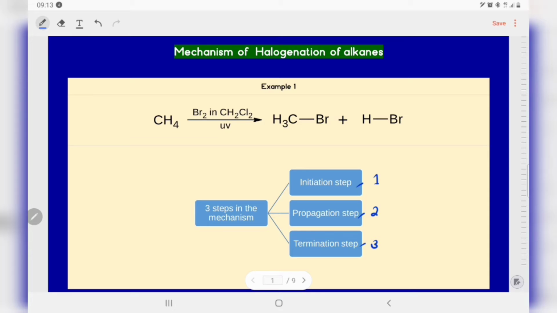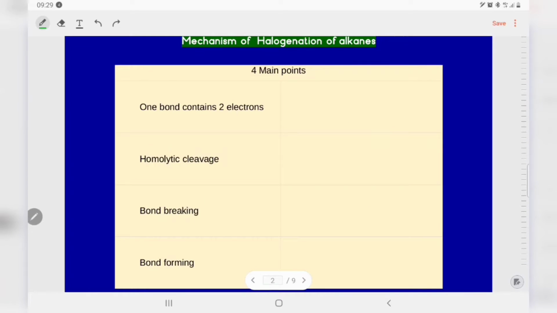For example 1, we will use the equation between methane, CH4, with Br2 in dichloromethane under the condition of UV, and form CH3Br, and the side product is HBr. There are 4 main points that we need to know in this mechanism of halogenation of alkenes. When alkenes undergo reaction, there will be bond breaking and bond forming.